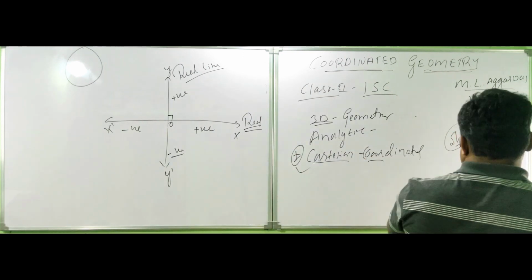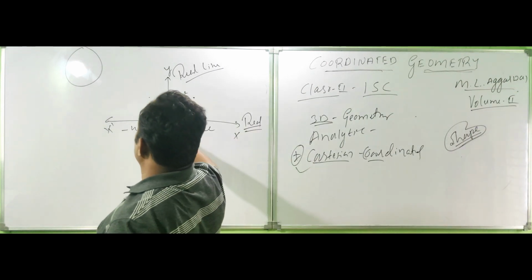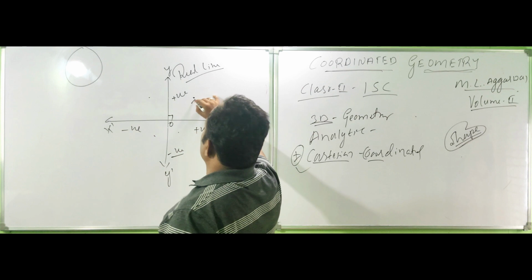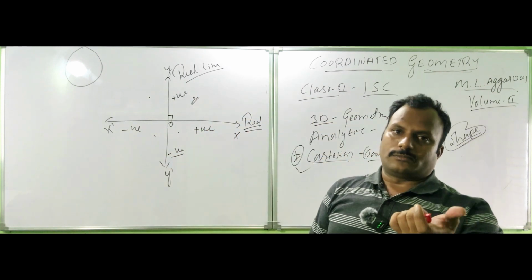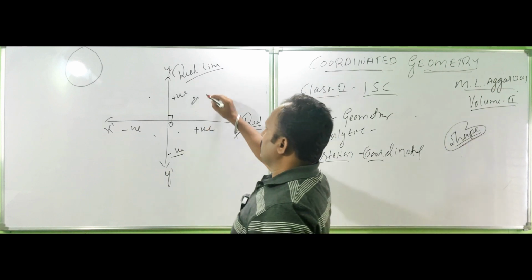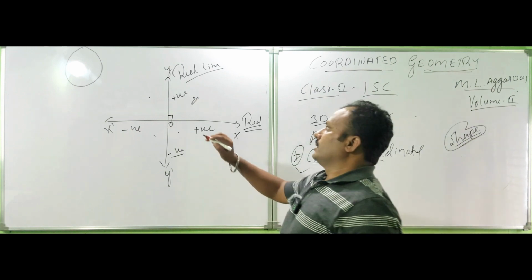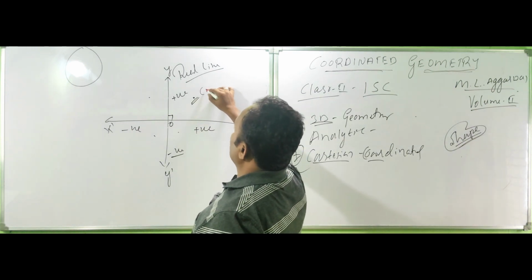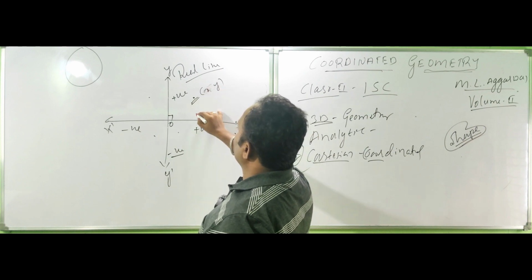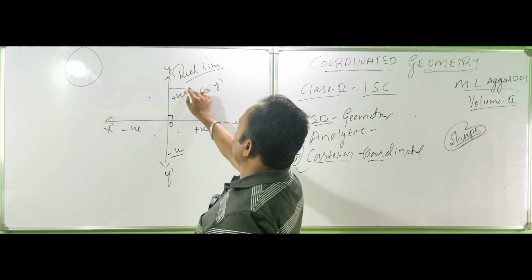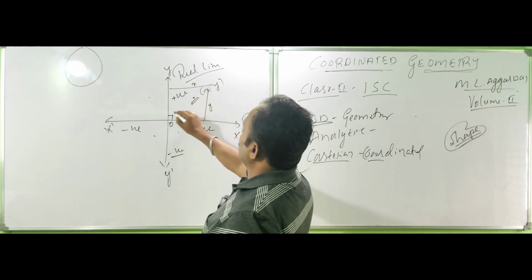Points lie somewhere in between, and these are called Cartesian points. In set theory we know the Cartesian product; similarly, a pair of values gives a Cartesian point, written as X, Y. This is X and this is Y.